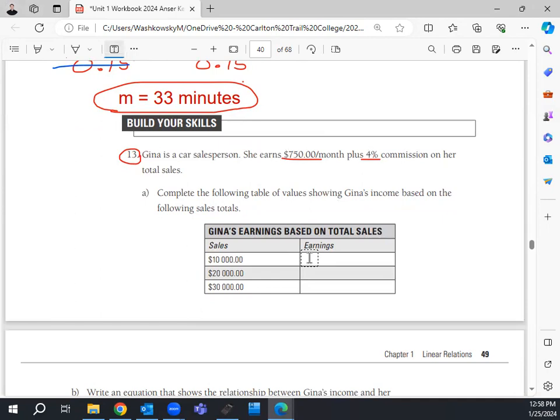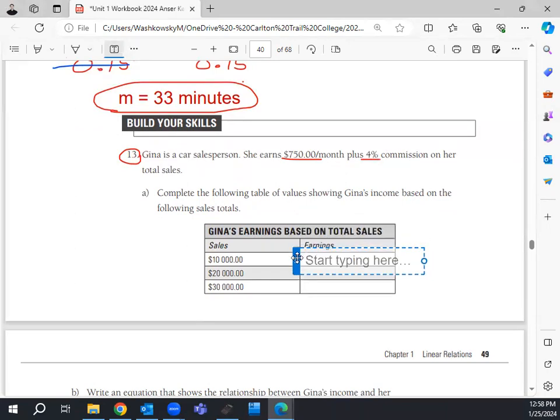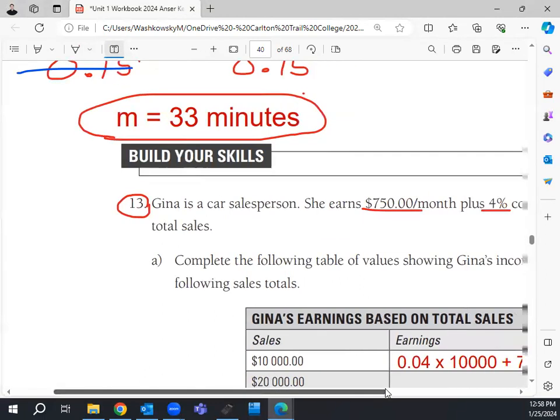Again, just as a little bit of an example here, if she earns $750 a month plus a 4% commission on her total sales, right? The more you sell, the more you earn. Technically, this is going to be, we know that she's going to earn 4% on this, which as a decimal is 0.04 times 10,000, plus the 750. Zoom in a little bit here. Make that easier to see.